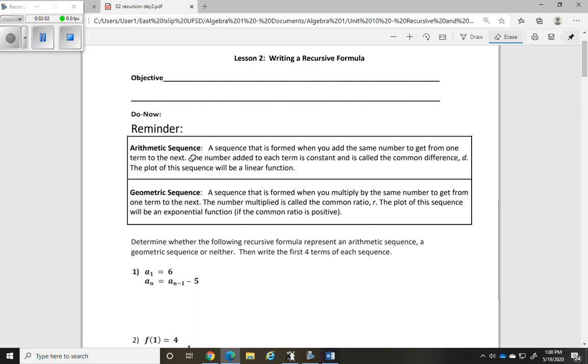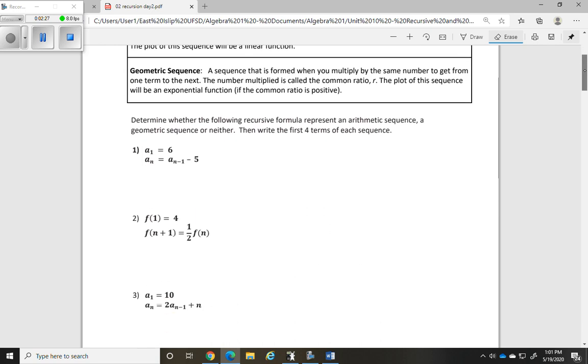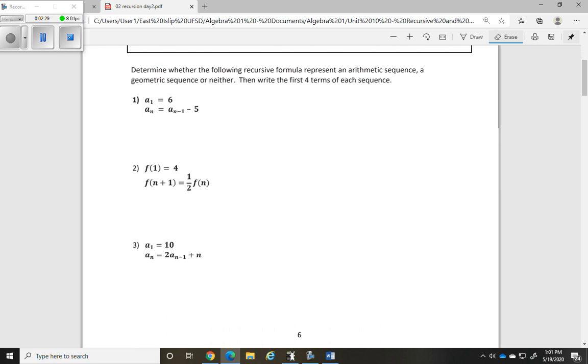This is just reminders of arithmetic and geometric sequences. You can read it on your own, but in general, you continuously add on a number for it to be called arithmetic, and that's called the common difference, and we use a D when we're doing our explicit formulas at least. And a geometric sequence, you multiply by the same number again and again, and that's called the common ratio. So this do now really is review of what we did yesterday. First, they're asking us to determine if it's arithmetic or geometric, and then they want the first four terms.